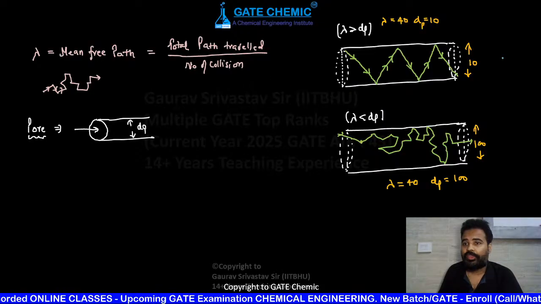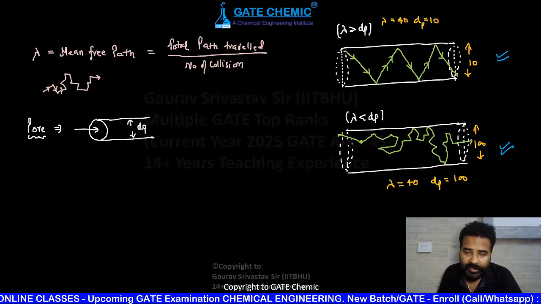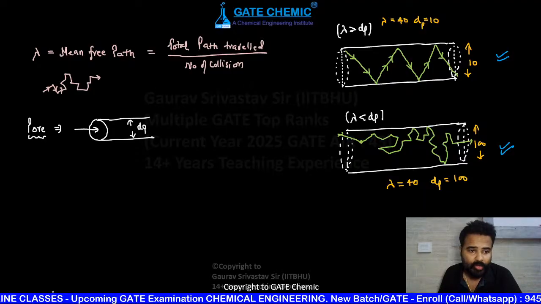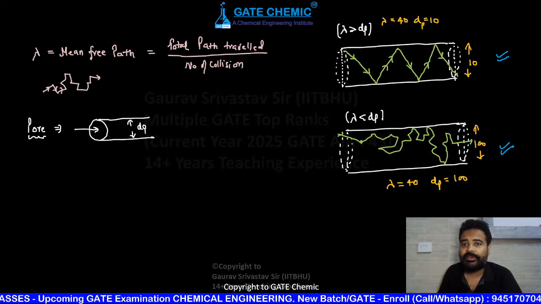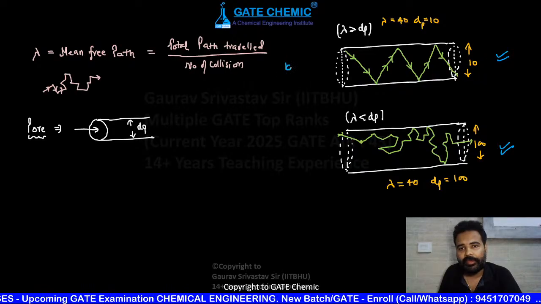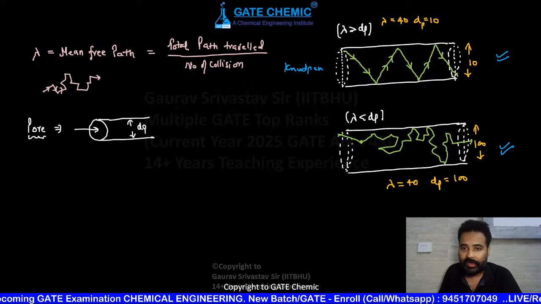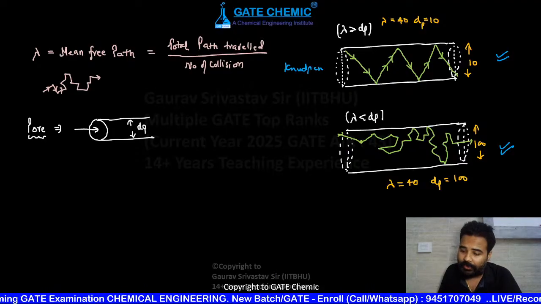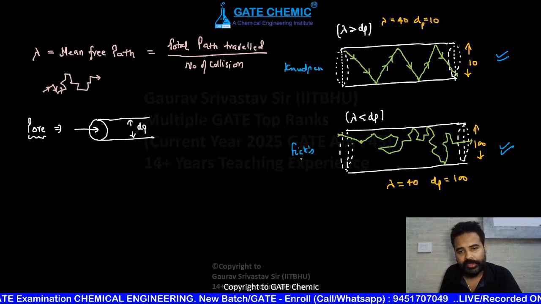Now two cases, just as I discussed with you. In one case the mean free path is more. If the mean free path is more, that means diffusion follows Knudsen law. That means this is the case of Knudsen law. And when the diameter is more, then this is the case of Fick's law.